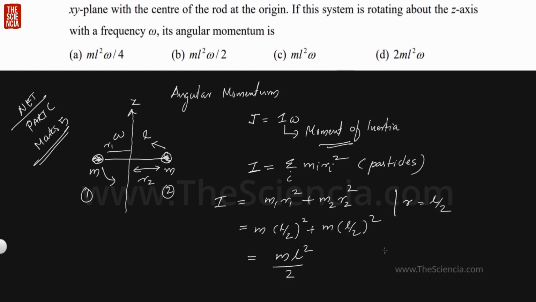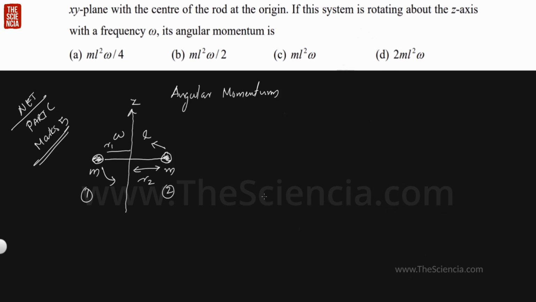Now what we have to find out? J. J is equal to I omega. So we know I is equal to m L square by 2, into omega. So you got 5 marks very easily. m L square omega by 2. Option B is the answer. That is why I am telling you these are very simple questions. If you are preparing properly, that means if you are revising the materials every week, then you can easily qualify this kind of examination.